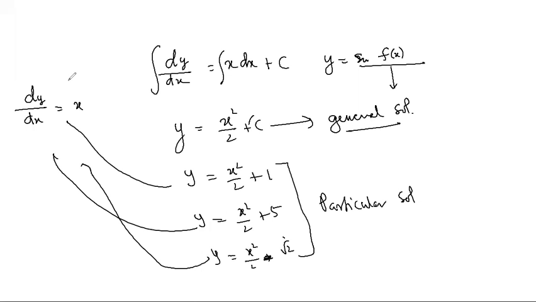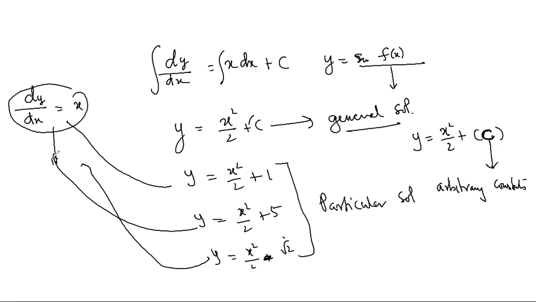So whenever I find the solution of this equation, it will contain x square by 2 plus some constant, and the constant I am denoting by c. In differential equations, we call these constants arbitrary constants. So what do you mean by arbitrary constant? A differential equation is solved by integration. When you integrate, whatever constants you get are called arbitrary constants.